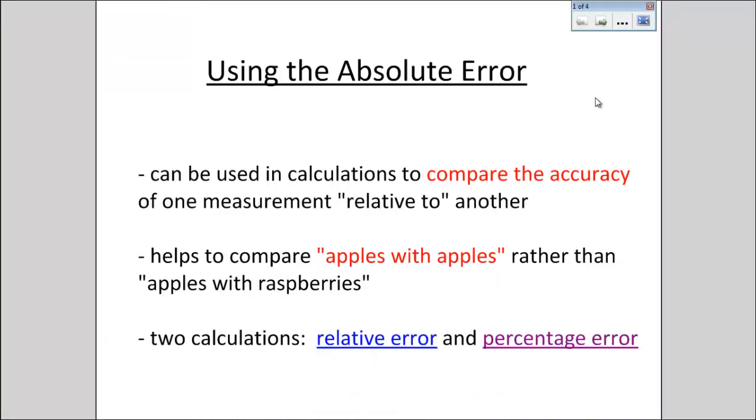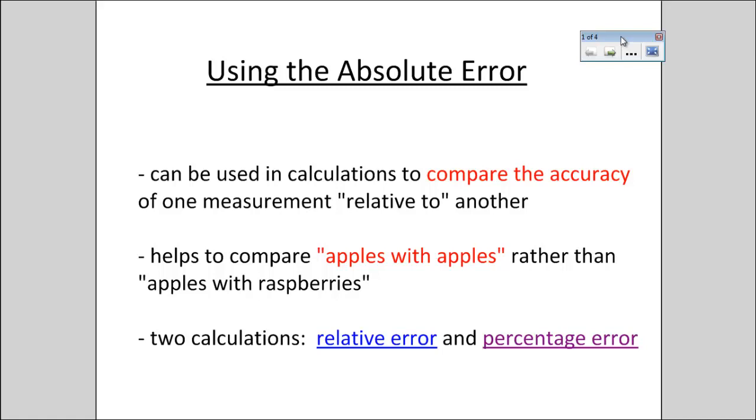So we're now up to part 2 of limits of accuracy, which looks a little bit at what we actually do with that information that we learn how to calculate. Okay, so using the absolute error, we can use the absolute error to compare the accuracy of two different measurements. So we say that it's comparing one measurement relative to another. So it's basically a way of helping us to compare apples with apples, if you like, rather than comparing apples with raspberries.